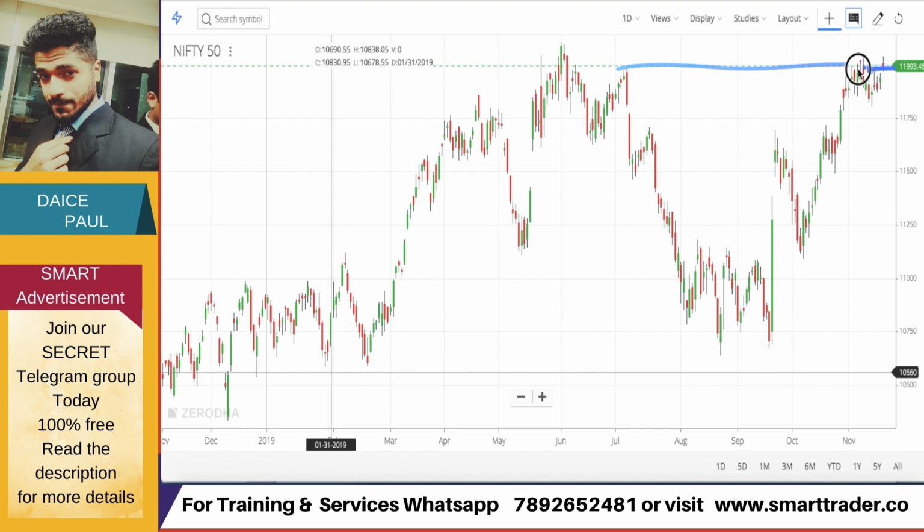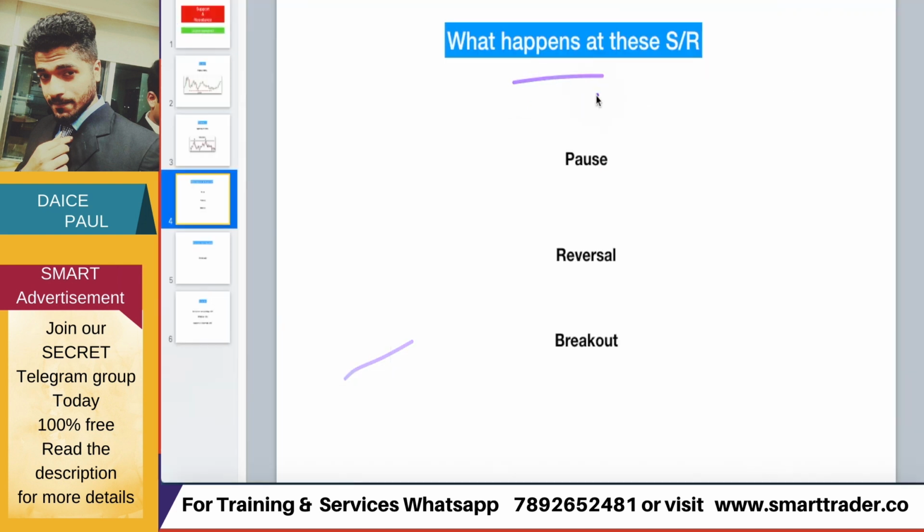So what happens at these areas, the support and resistance? What happens when the stock goes near this point, support or resistance? Okay, it will either pause. When I say pause, see these are the lines, it can come and go sideways like this. Or either it can reverse. So it will come like this, touch and reverse like how I showed you. Breakout is nothing but it comes and breaks out. Okay, so this is nothing but breakout.